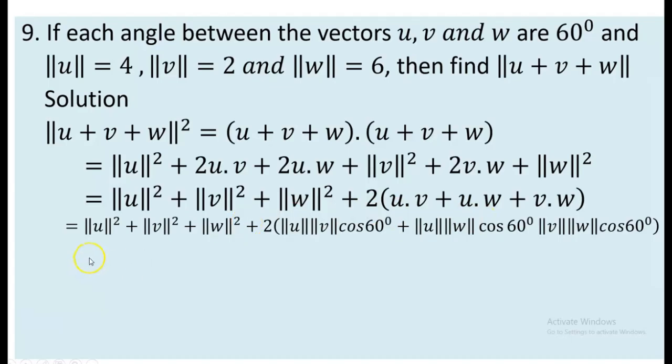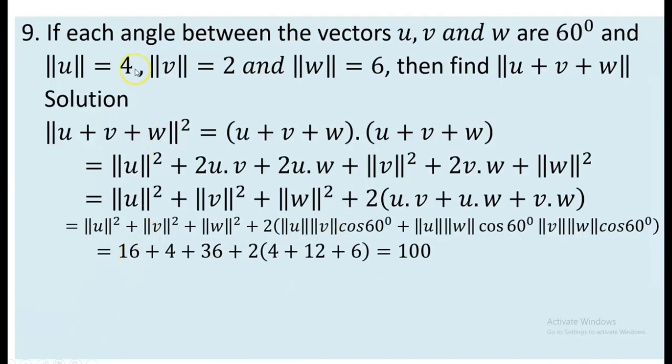Look, students, I just wrote the first 3 as they are, but 2 is taken out, because u dot v is norm of u times norm of v times cosine of the angle between the two, 60. You do the same for these 2. You now have everything written in terms of the given information, so try to substitute the given information here.